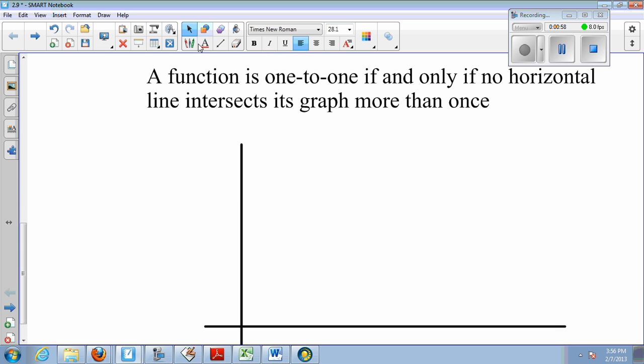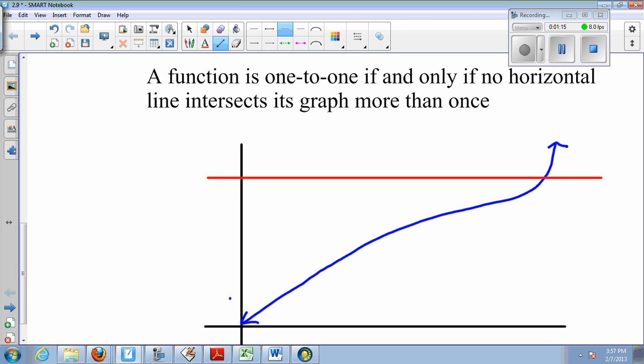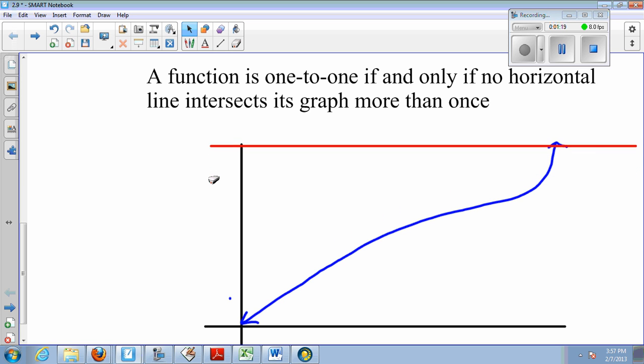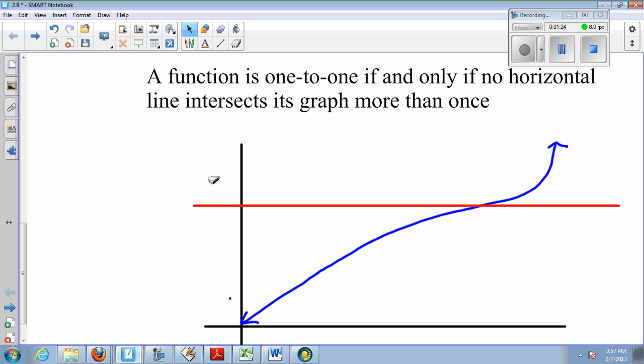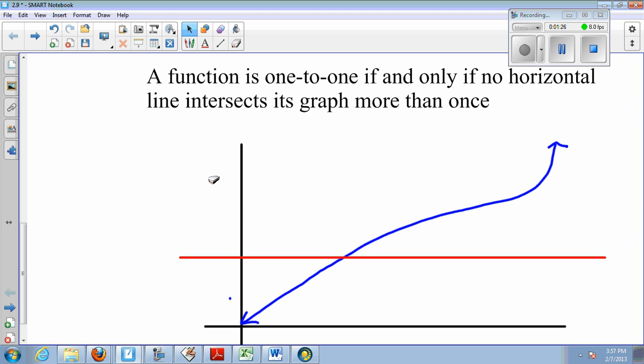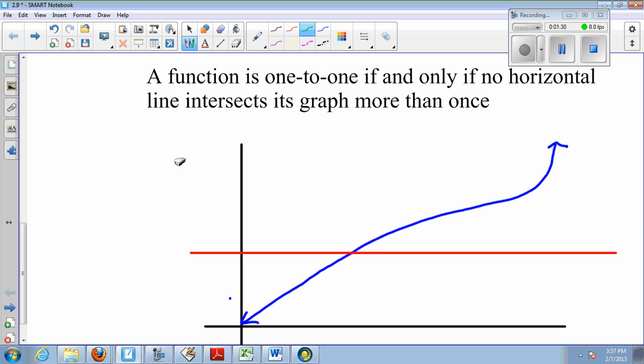So we're going to make a curve. And we're going to try the horizontal line test. So I have this horizontal line, and we're testing if it hits anywhere more than once. Starting at the top, it's only hitting the line at one spot. So this one is one-to-one.